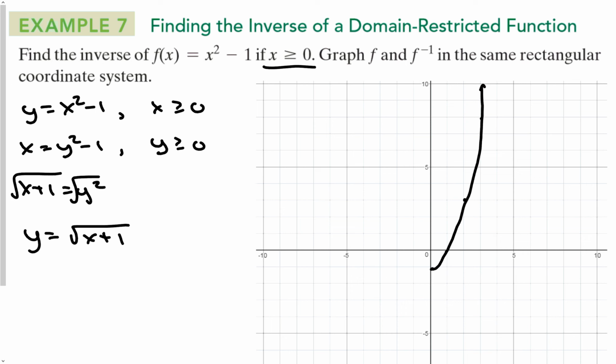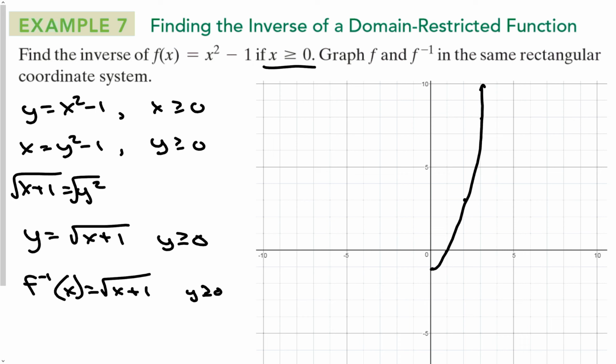But normally, when we take the square root of both sides of an equation, we need to include the plus or minus, which would make this not a function. But in this case, y is greater than or equal to 0, which means I don't need the negative, which means I only need the principal root, which means this is a function, since y is greater than or equal to 0.